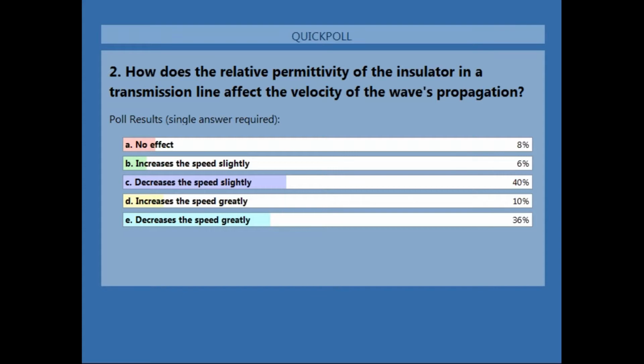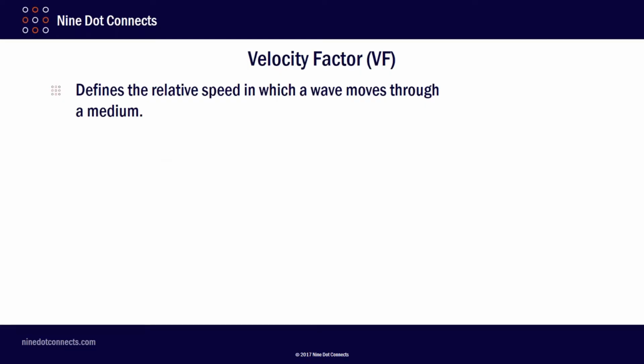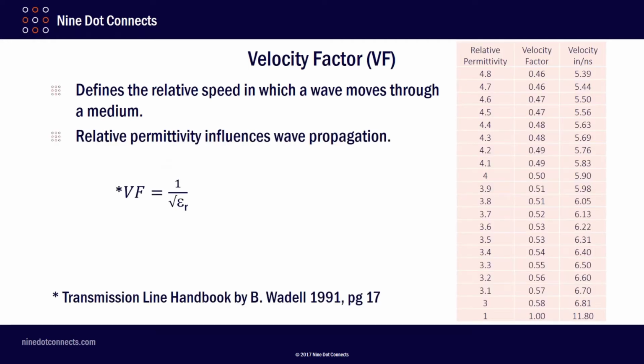If you've never looked into this kind of concept, I think you're in for a real surprise at just how dramatically the permittivity affects the speed of a wave. We're going to talk about 2 specific equations and terms. The first one is the velocity factor. It defines the relative speed at which a wave moves through a medium. The relative permittivity is going to influence that wave propagation.